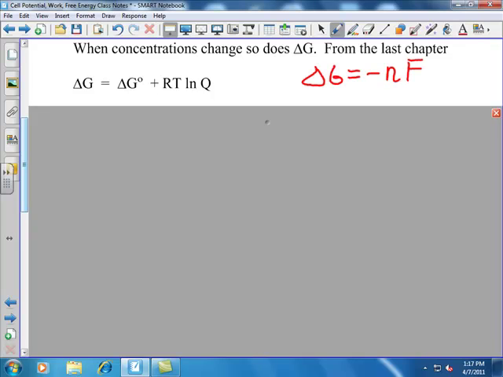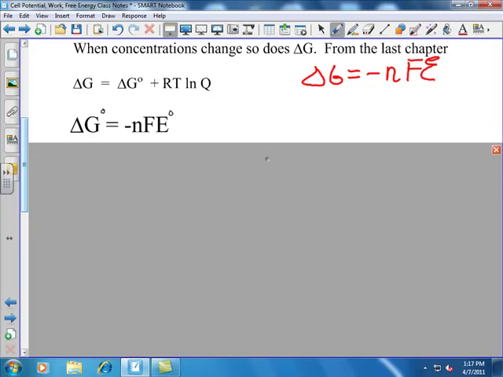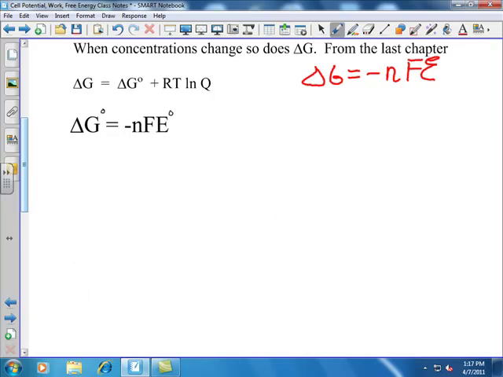Minus nFE, right? So guess what we're going to do here? Delta G without combine zero, or with the zero? With zeros. I had it written as negative nFE equals plus. So we are going to substitute all of those in. So this is going to get substituted in there.